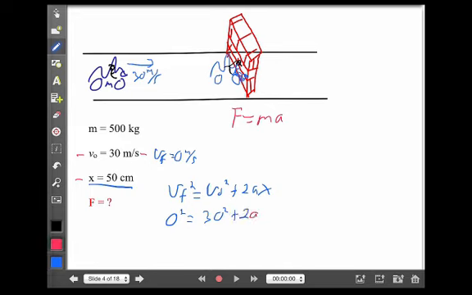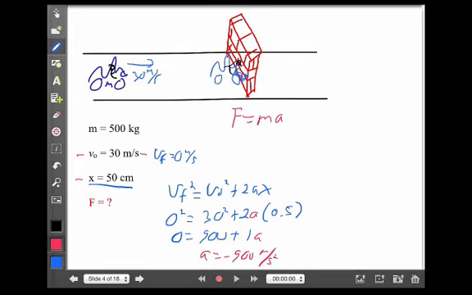We don't know the acceleration. And we know a displacement of 0.5 meters. 50 centimeters is 0.5 meters. Always convert. Squared is 900. 0.5 times 2 is 1. And so you end up with an acceleration of negative 900 meters per second squared.